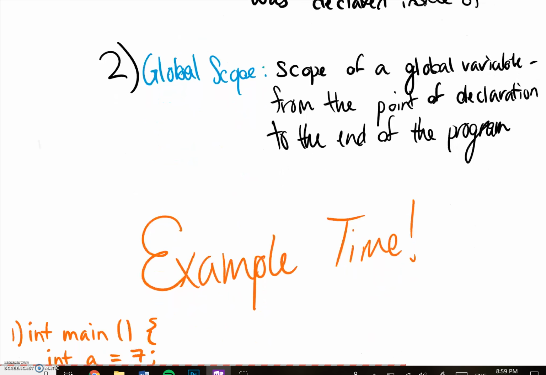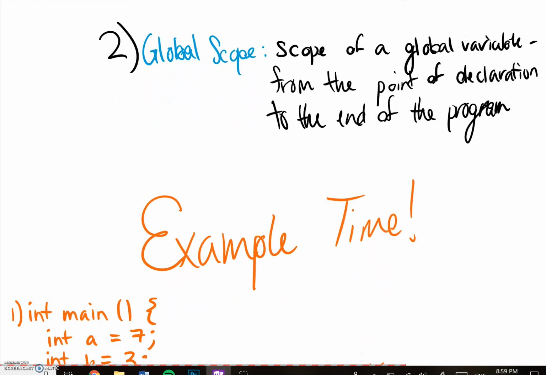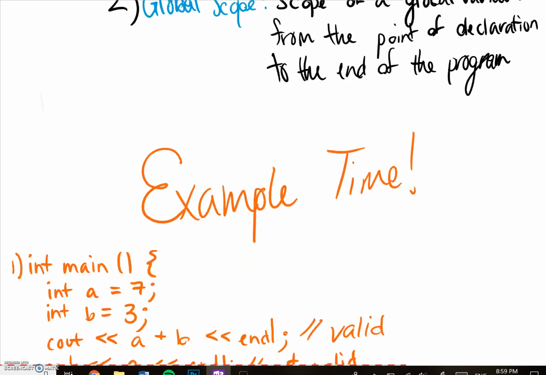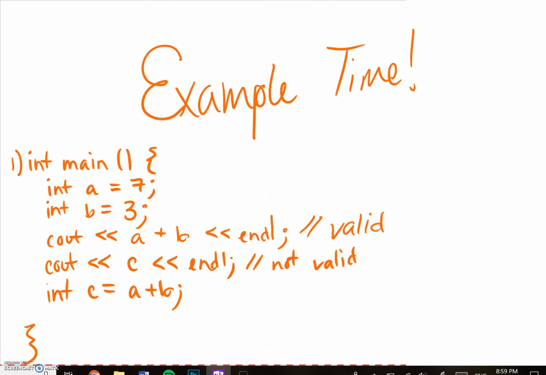Then the other type of scope is global scope. This is the scope of a global variable. This is from the point of declaration to the very end of the program. So, with this in mind, let's do some examples.